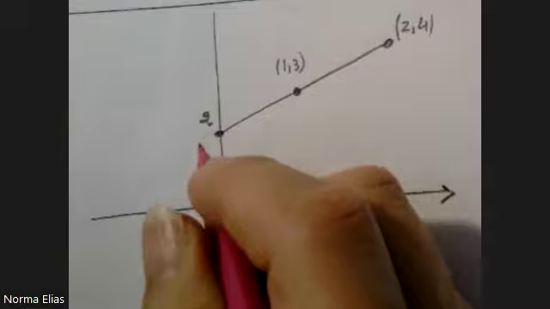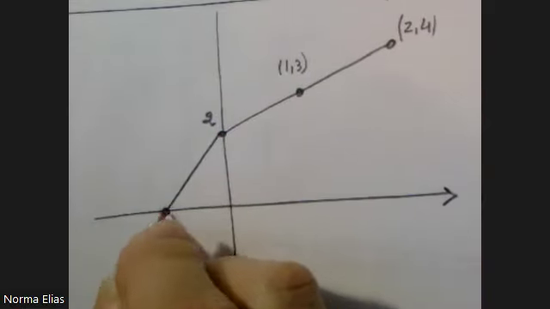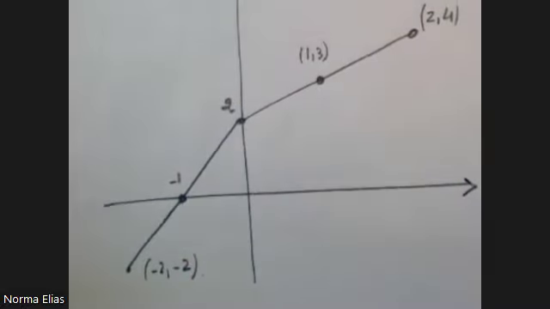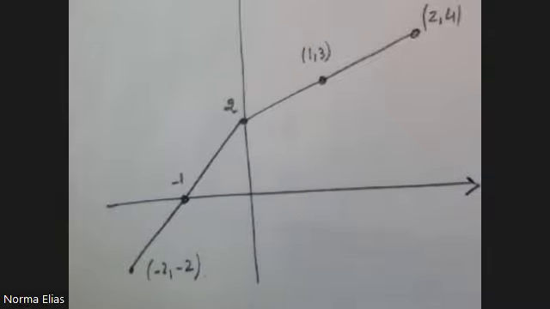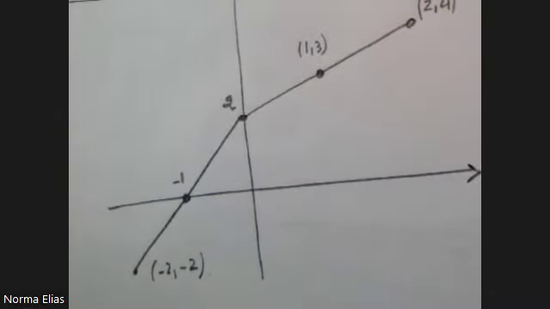And then my function changes a little bit like that. This is point -1, and this is a point, let us say, (-2, -2). Right? Now I'm going to ask you several questions, and this is the graph of a function f. I'm going to ask you several questions and hopefully you give me a quick answer.